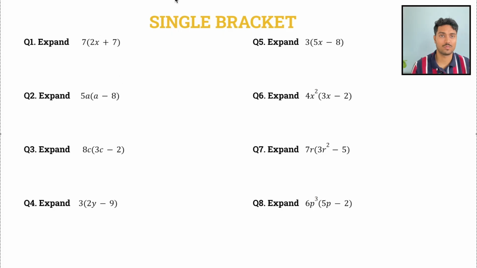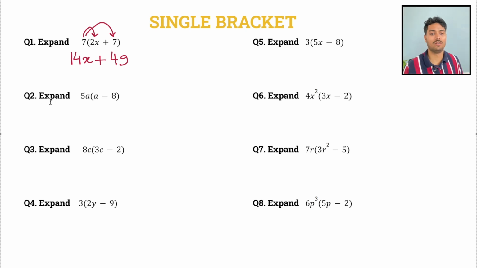These are all single bracket problems. The first one is 7 multiplied by 2x plus 7. First we'll see how to approach these kinds of questions. Whenever there's a number preceding a bracket, just like you can see, 7 is outside the binomial expression 2x plus 7. So first we multiply 7 with the first term, and then we multiply 7 with the second term as well. So let's check. 7 into 2x is going to be 14x, plus sign as it is, 7 into 7, 49. That's the answer. Easy.